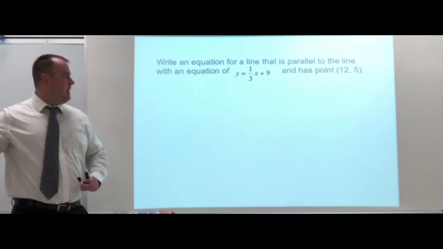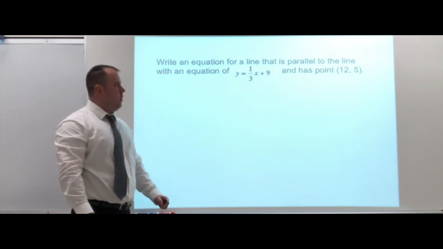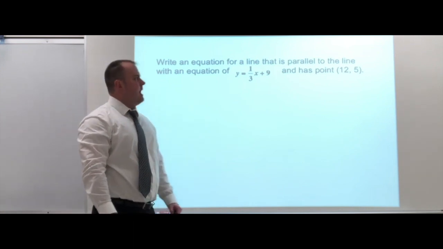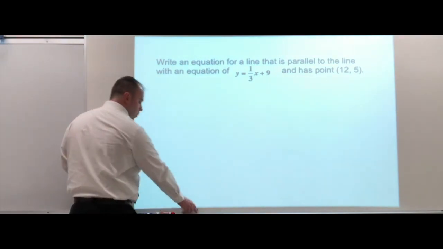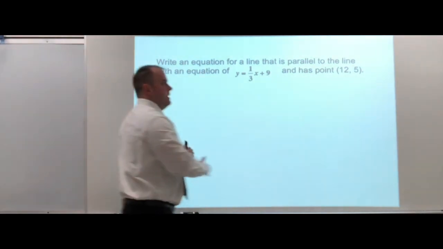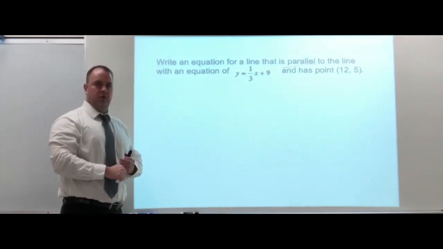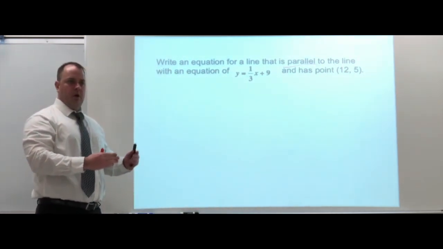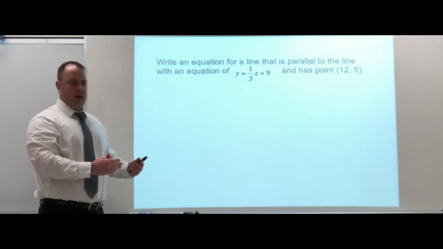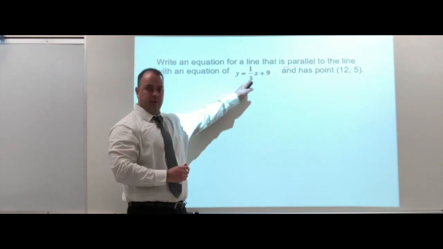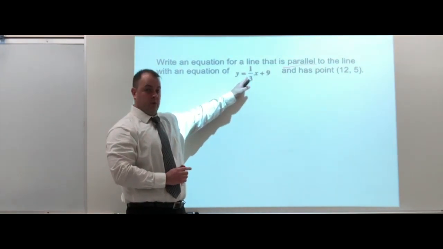Write an equation for a line that is parallel to the line with an equation of y equals 1/3 x plus 9 and has point (12, 5). Probably the most important word in this problem is parallel. We have to remember that lines that are parallel have equal slopes. So since this slope is 1/3, that's not our equation. That's the line that is parallel to the line that we're looking for.